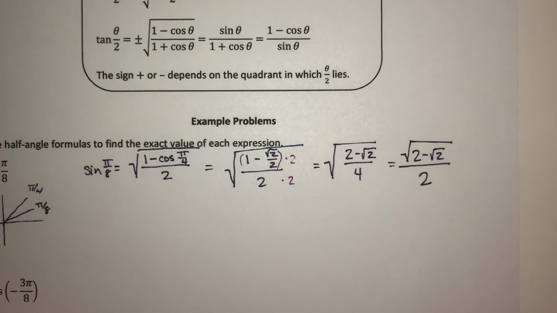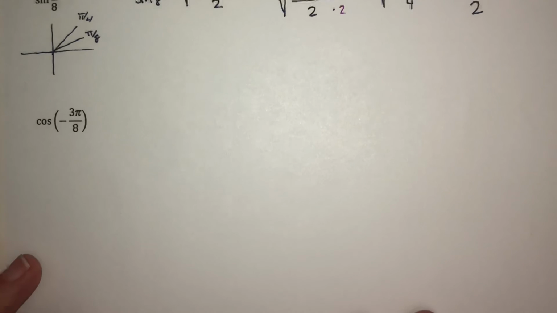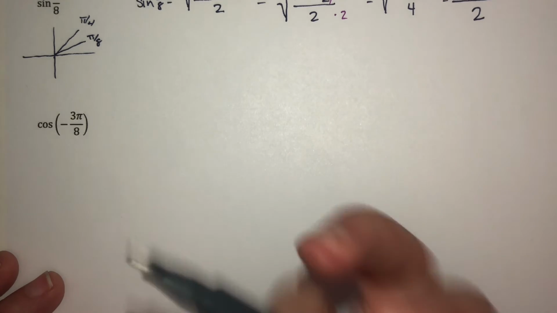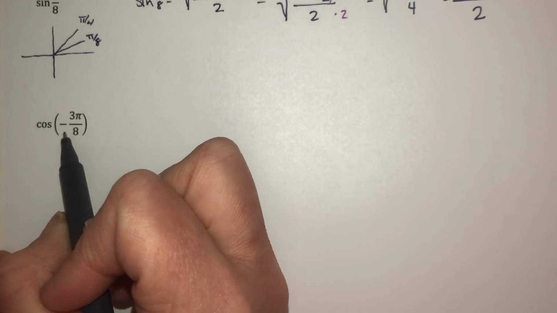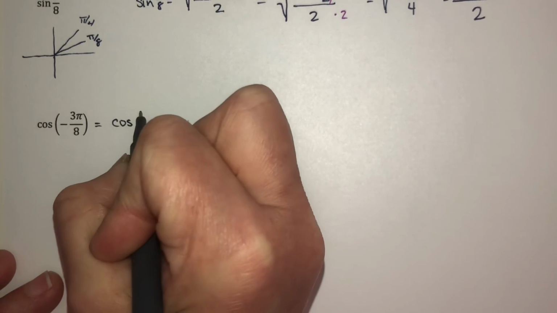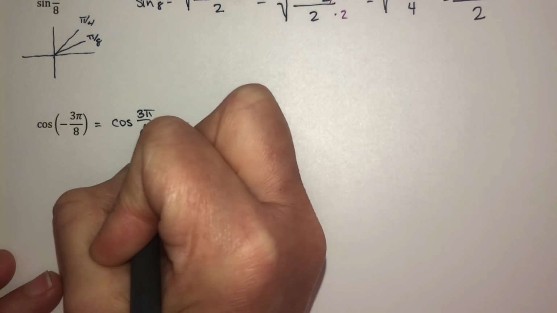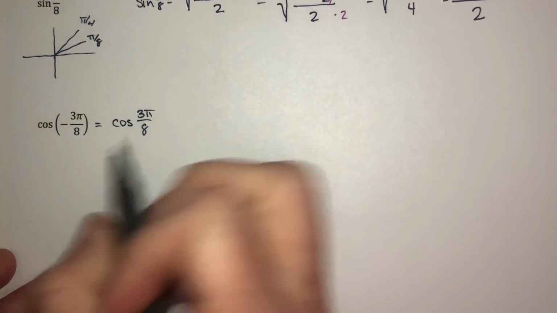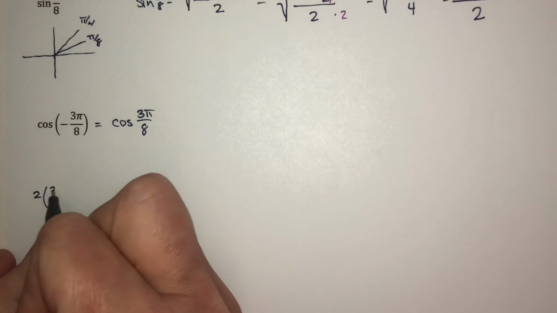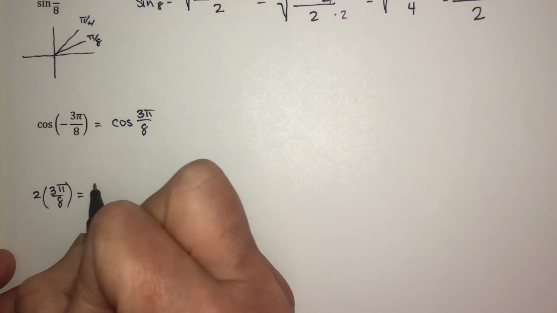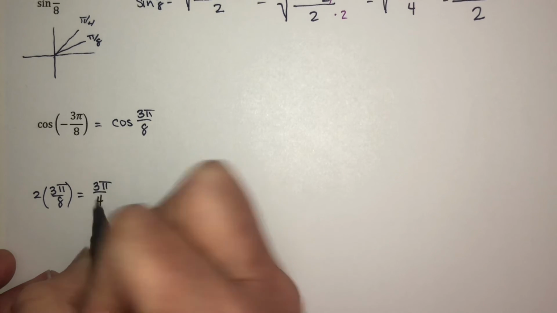Okay? All right, so let's find cosine of negative 3 pi over 8. Well, cosine of a negative, cosine is an even function, so this is the same thing as cosine of positive 3 pi over 8. And if I double this, I get 3 pi over 4.